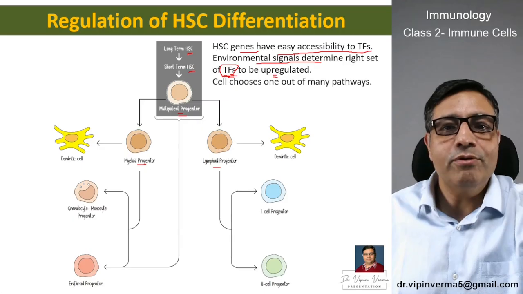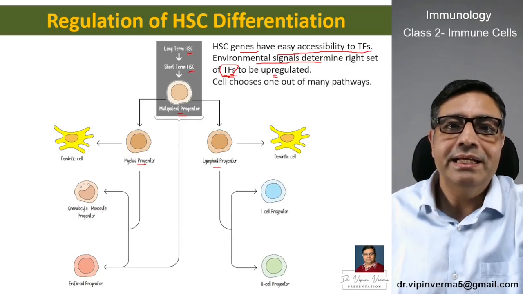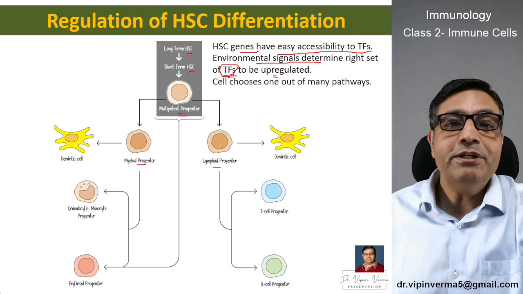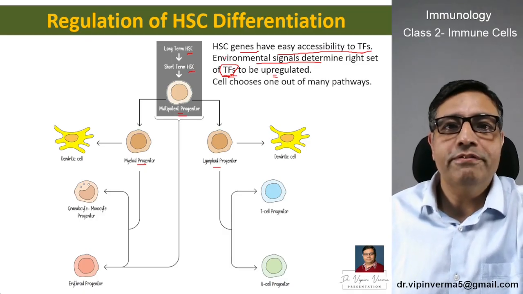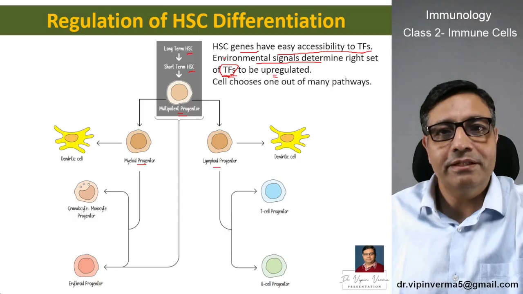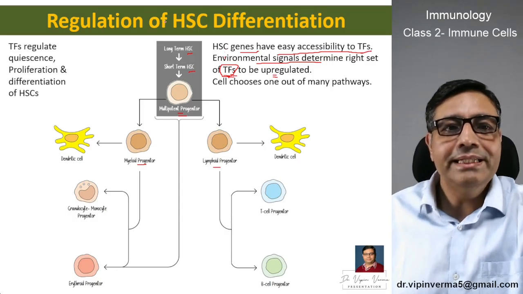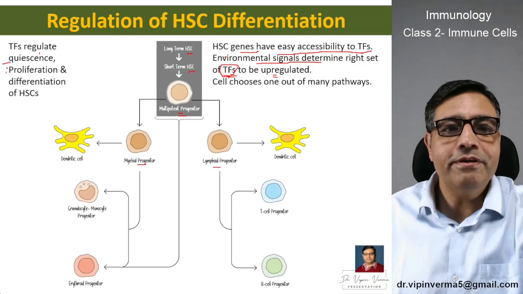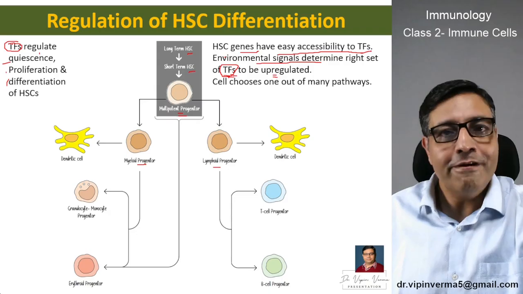And once they are upregulated, they will bind to the respective genes, and then they will start transcribing those genes. Okay, so the transcription factors are the major drivers of the regulatory pathways. Now, these transcription factors regulate whether the cells will remain in the quiescent state, or whether they will proliferate, or whether they will differentiate. So differentiation, proliferation, and quiescence, everything is regulated by the transcription factors.